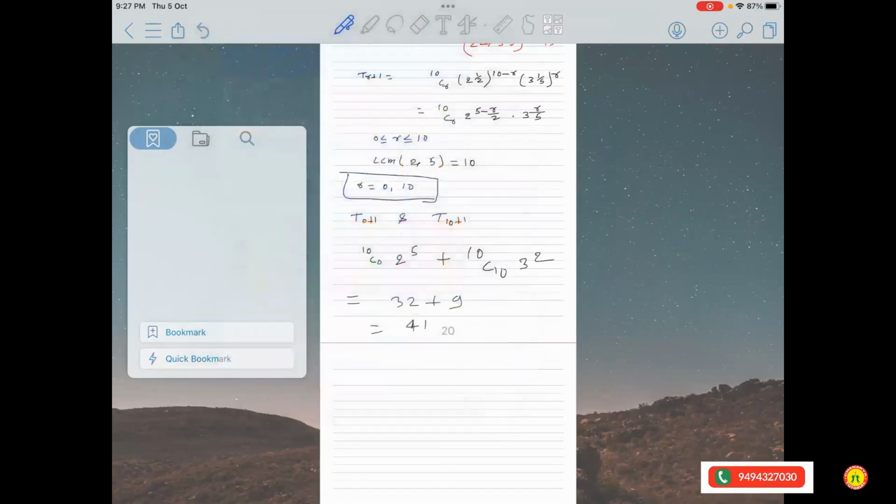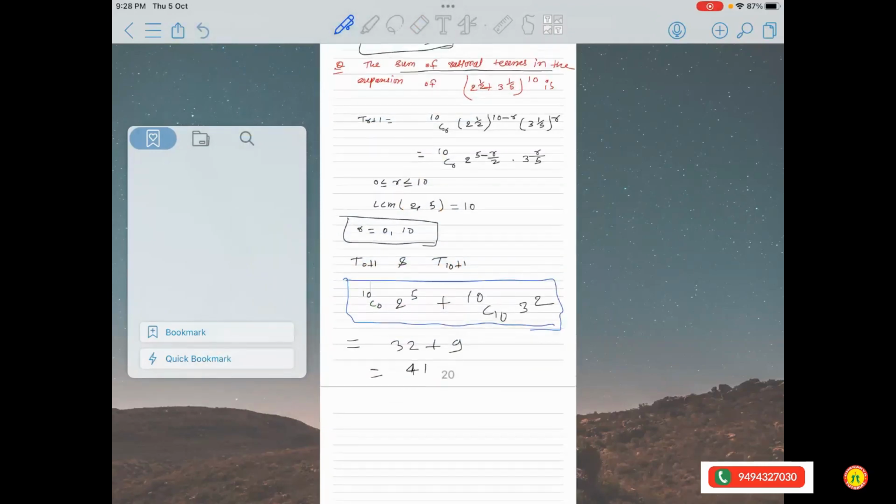The question asks for the sum of the rational terms, right? So the rational terms are T1 and T11. So T1 is 10C0. Put in this expression the value of r equal to 0 plus r equal to 10, right? Got it? That is the answer. Yes, sir. Okay.